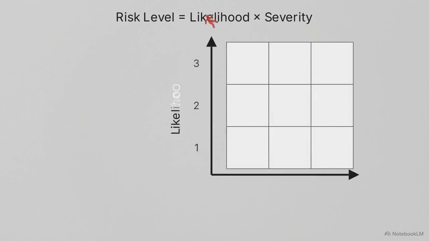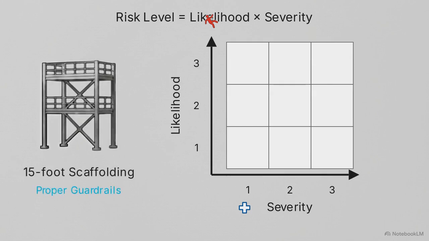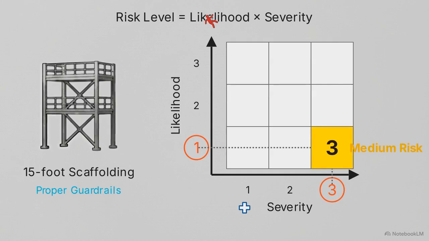The vertical axis represents likelihood, scaled from a low probability of 1 up to a high probability of 3. The horizontal axis plots severity, measuring the physical impact from a low of 1 to a critical 3. Consider a worker on a 15-foot scaffolding equipped with proper guardrails. Because of the engineered fall protection, the likelihood of a fall is a low 1. A 15-foot drop carries a high severity of 3. Multiplying 1 by 3 generates a final risk level of 3, classifying the task as a medium risk.